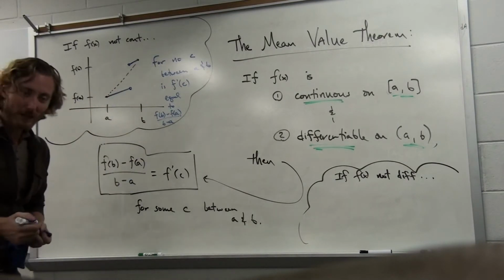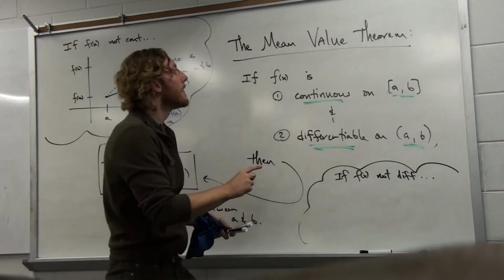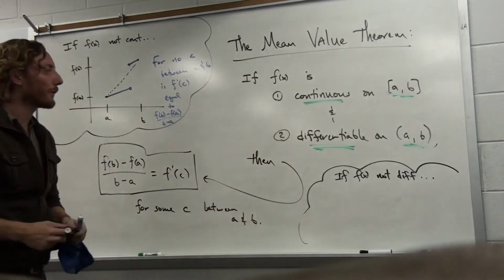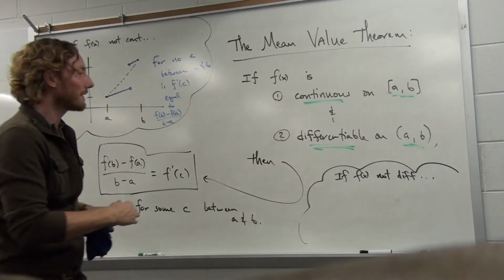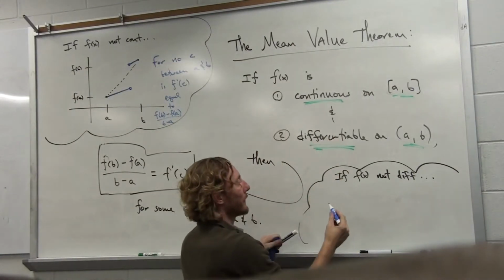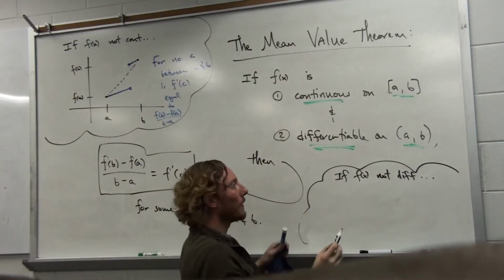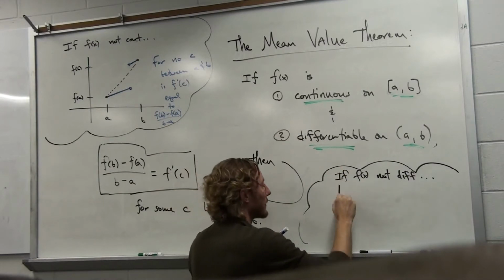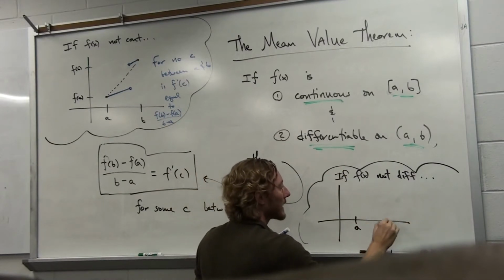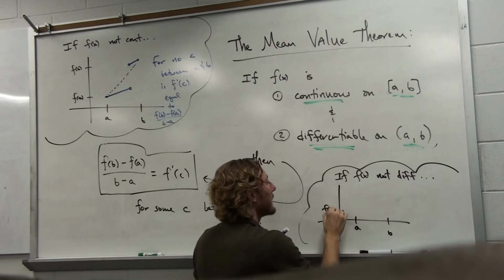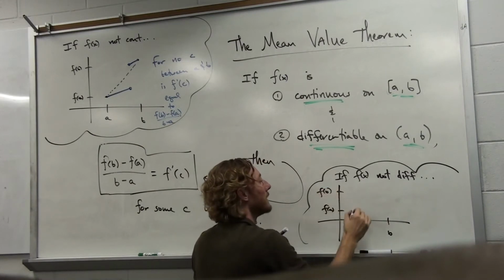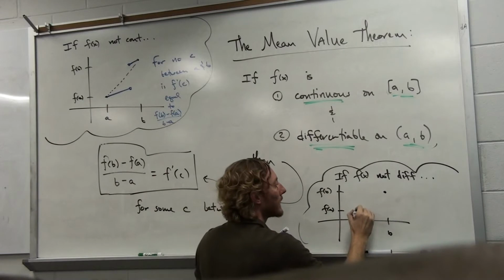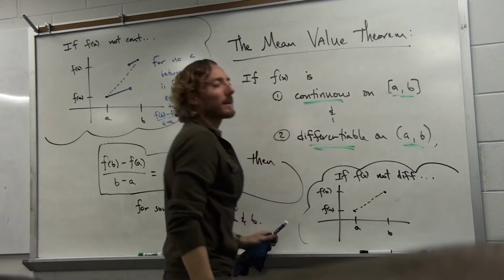What about if you weren't differentiable? Is it necessary that our function be differentiable in order for the mean value theorem to hold? And I claim, yes, you must be differentiable. Let me show you an example of a function that is not differentiable that fails the mean value theorem. So let's do the classic setup. Here's your a, here's your b, here's your f of a, here's your f of b, and there's your average slope in between.